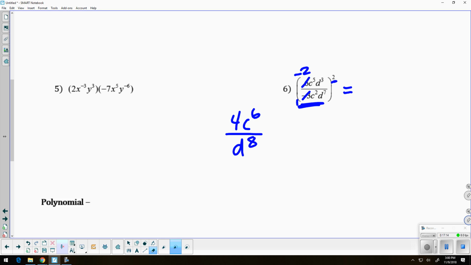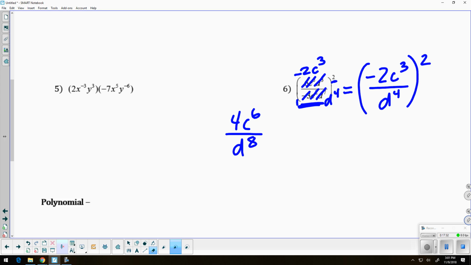Reducing down the c's, the 2 would cancel, and I'd have c cubed on top. Reducing down the d's, the 3 would cancel on top, and I'd have d to the 4th left on bottom. So right now I have negative 2c cubed over d to the 4th. And now I'm going to square everything. So if you square everything afterwards, distributing the square inside, you would have negative 2 squared, and then c cubed squared over d to the 4th squared.